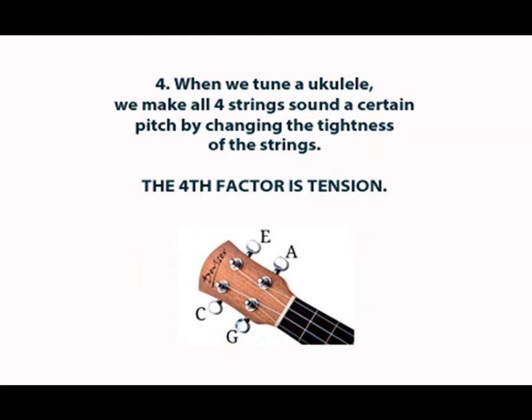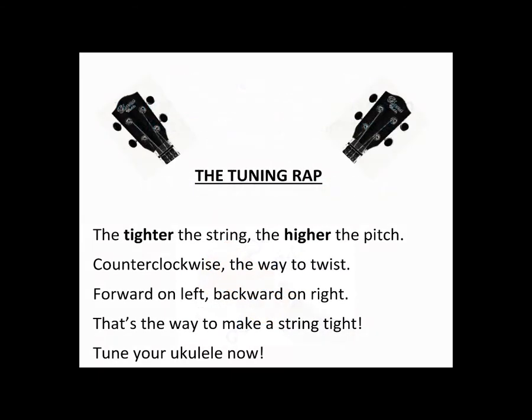When we tune a ukulele, we make all 4 strings sound a certain pitch by changing the tightness of the strings. The 4th factor in how a string will sound is tension. The tighter the string, the higher the pitch. Counterclockwise the way to twist. Forward on left, backward on right. That's the way to make a string tight. Tune your ukulele now.